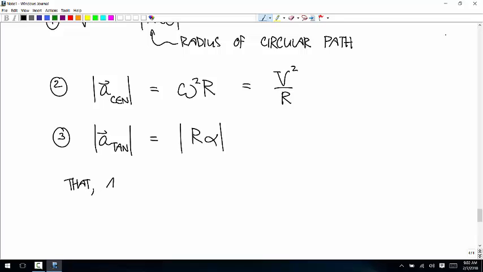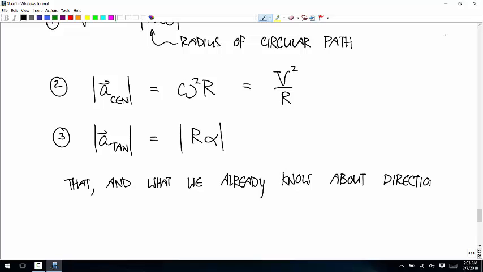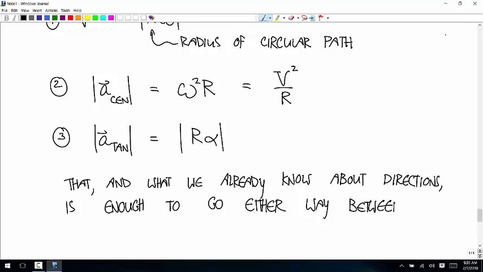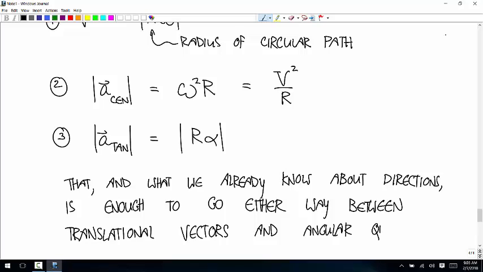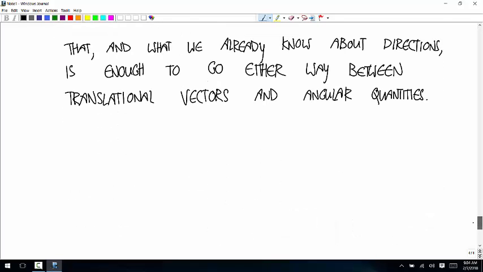So that, and what we know about directions already, is enough to go either way between the translational vectors and the angular quantities. Okay, so let's do an example.